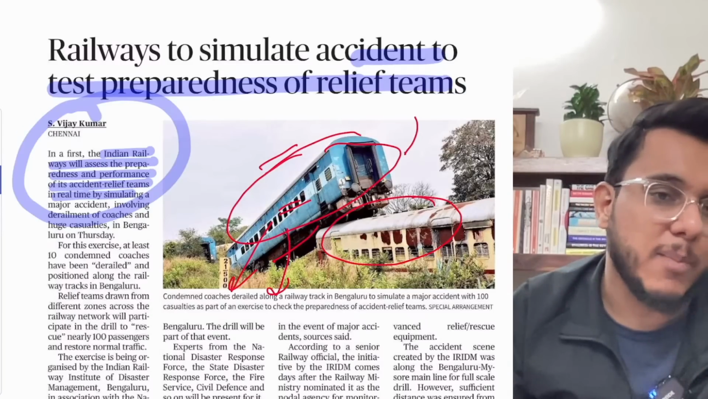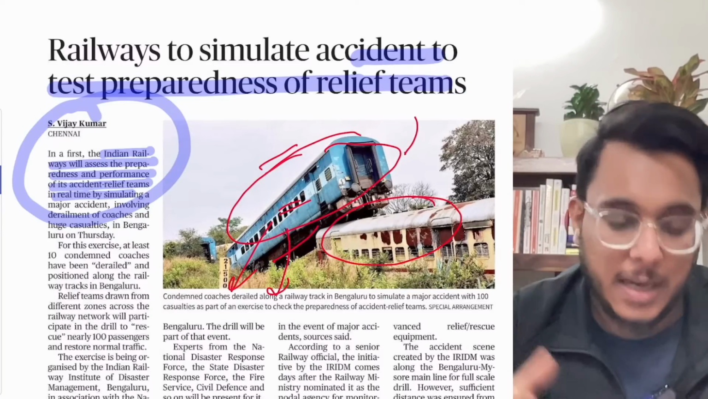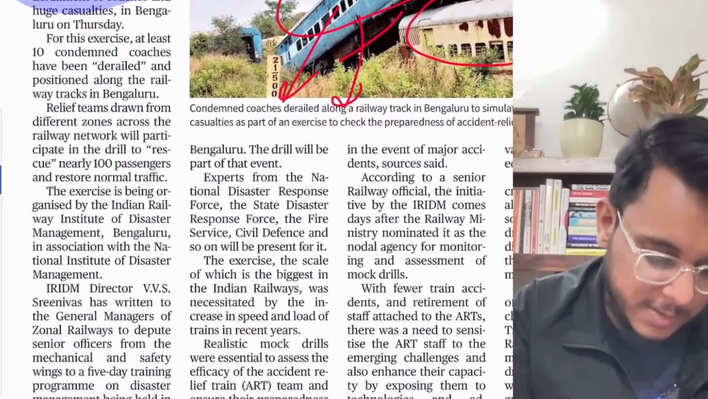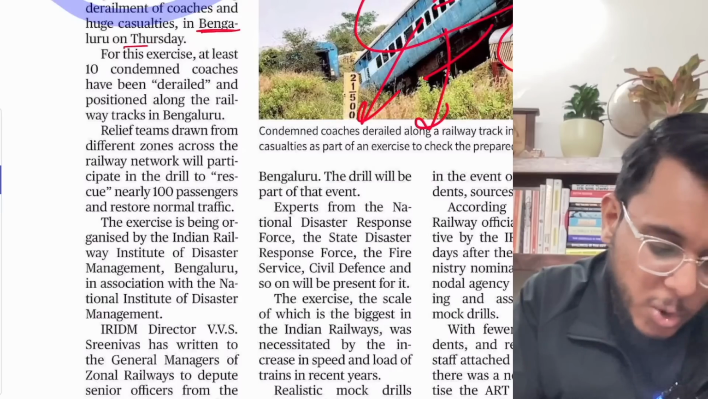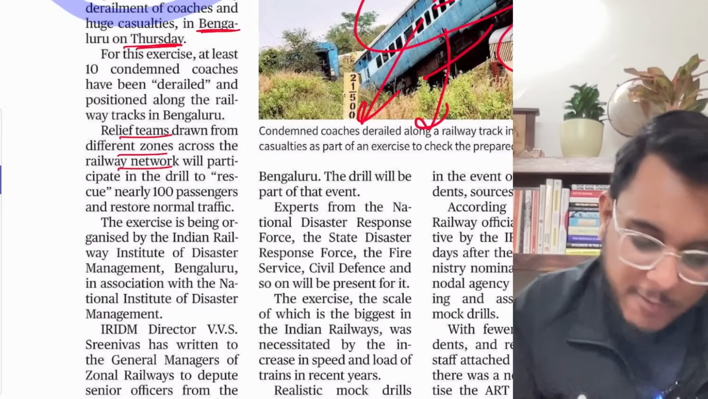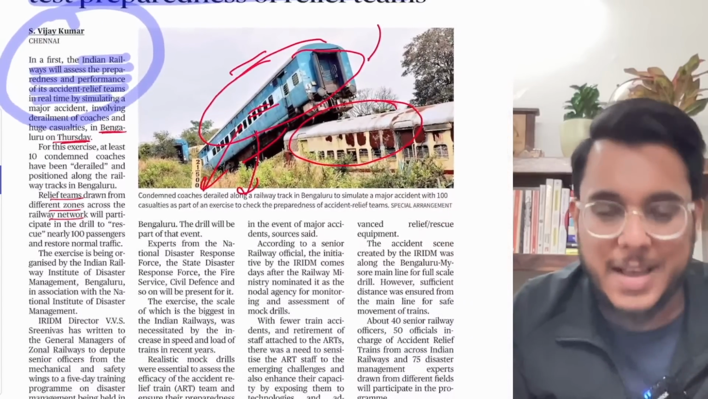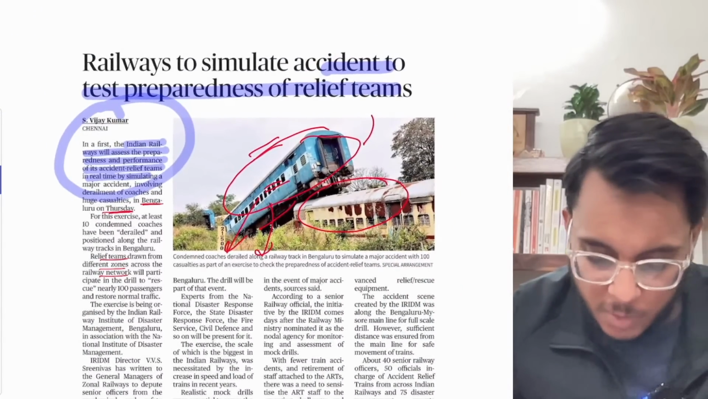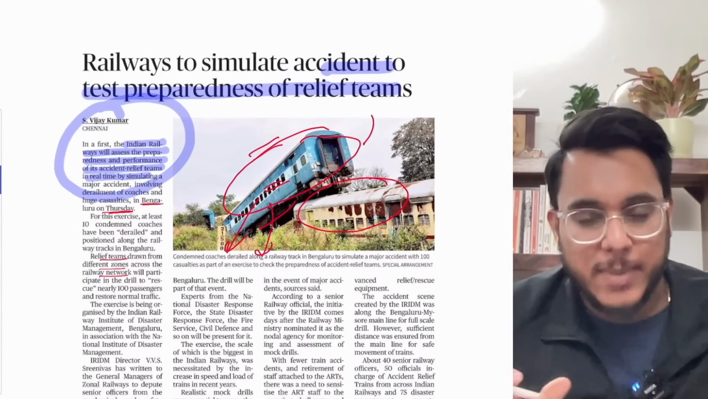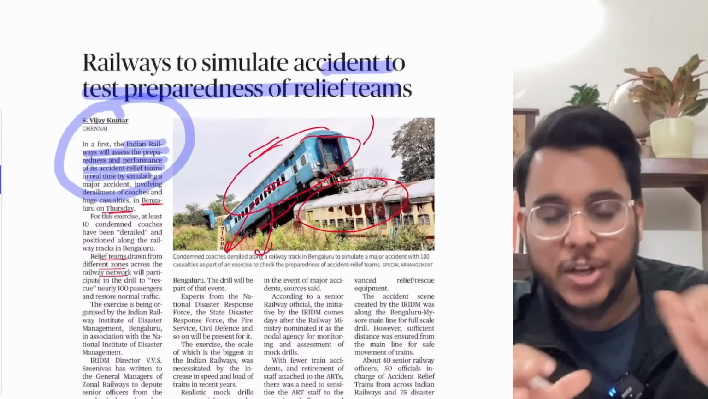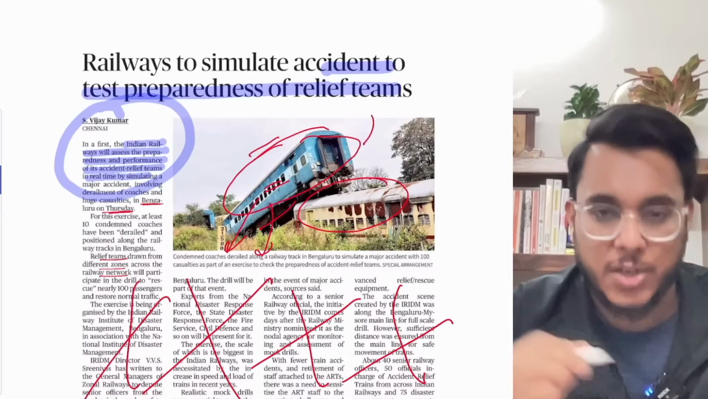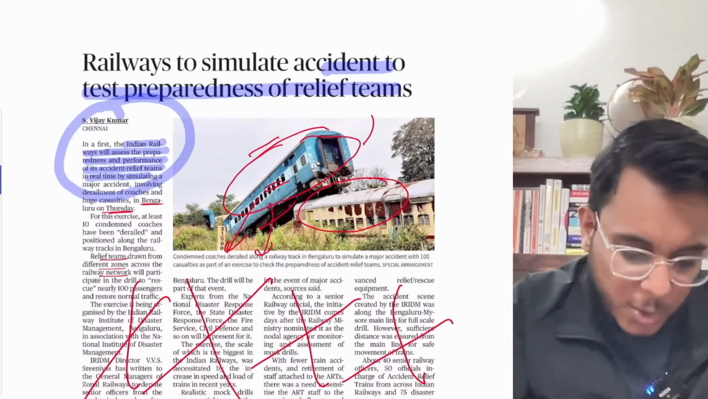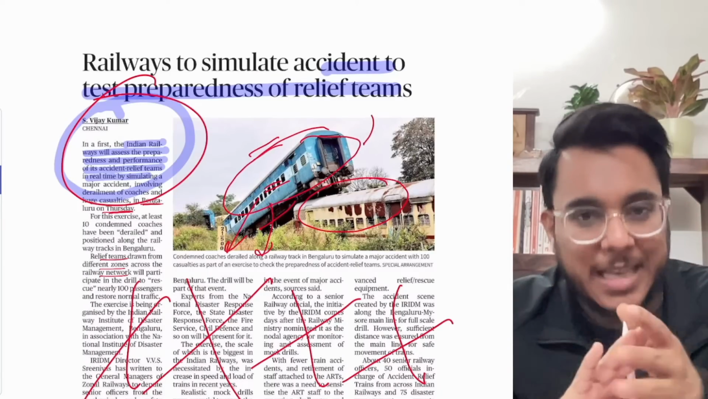By these mock drills, we can even train the upcoming forces. This operation has been carried out in Bangalore, and relief teams from different zones across the railway network participated. Is it clear or not? Now the article further says that these many officers from this particular team and region participated. Those details are unnecessary for the examination. Is it clear or not? We just need to see this particular thing, and as a case study we can add it.